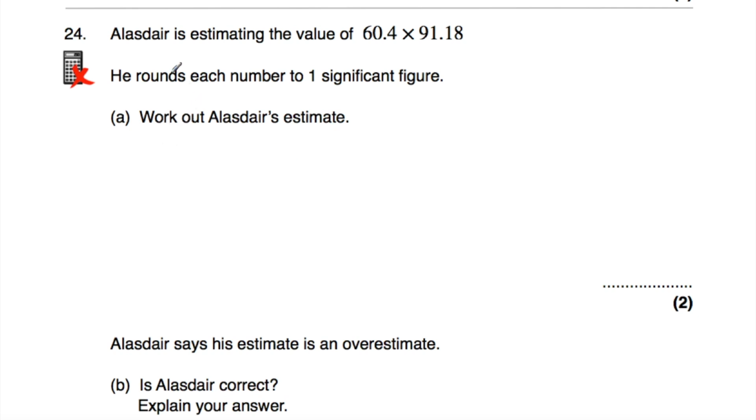So question number 24 says Alistair is estimating the value of 60.4 multiplied by 91.18, and he rounds each number to one significant figure. So instead of 60.4, he would use 60. Instead of 91.18, he would use 90. And then we're going to multiply them together. So we've been asked to work out his estimate. So we've rounded the numbers to one significant figure. 6 times 9 is equal to 54. And then we've got 2 zeros. So his estimate would be 5,400.